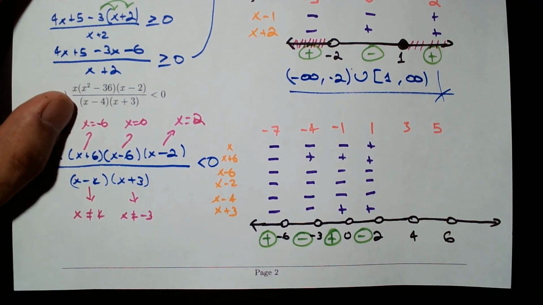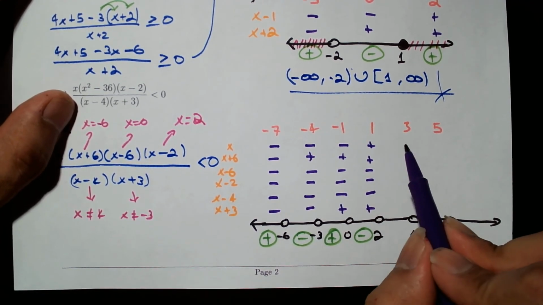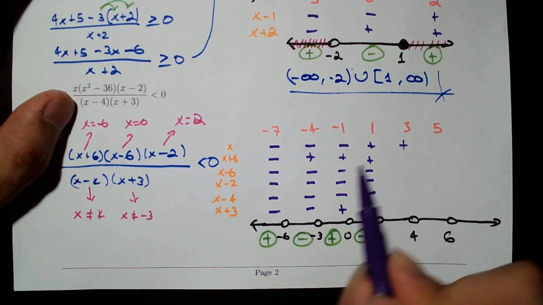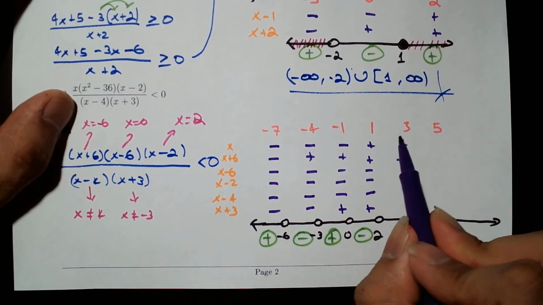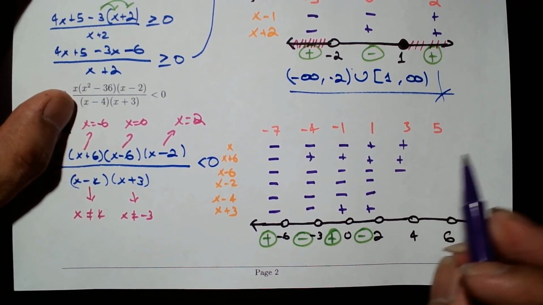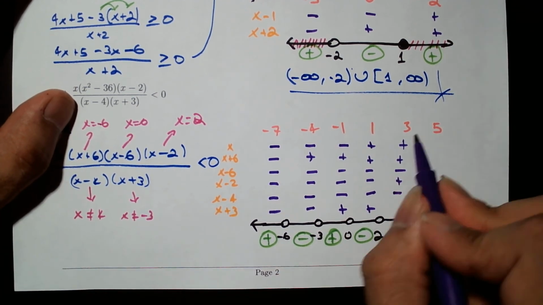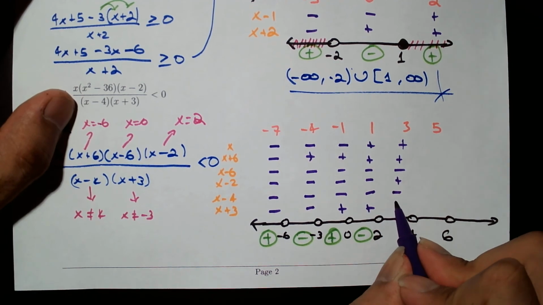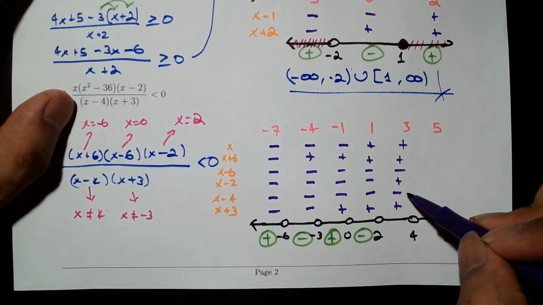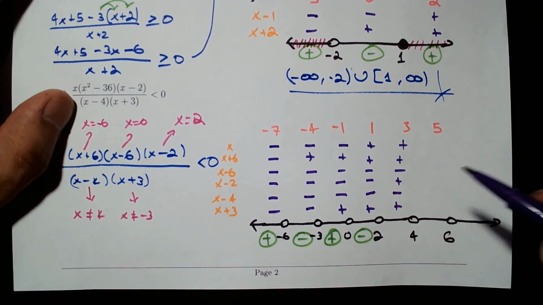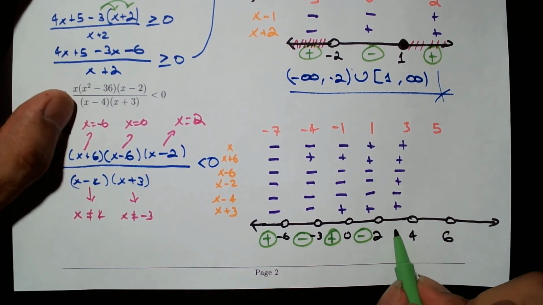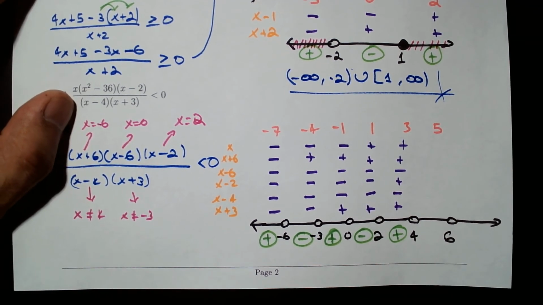Let's go with the number 3. 3 is positive. 3 plus 6 is positive. 3 minus 6 is negative. 3 minus 2 is positive. 3 minus 4 is negative. And 3 plus 3 is positive. So in this case, two negatives make a positive times a bunch of positives. It's going to be positive. All right.